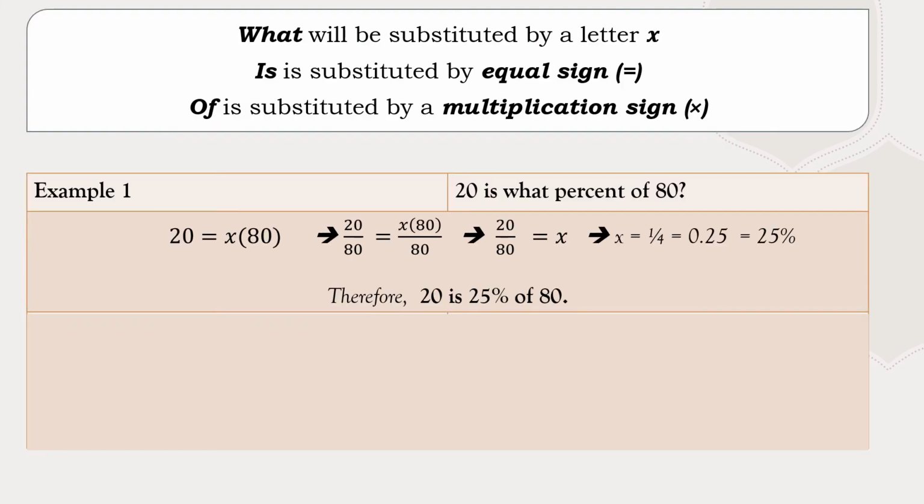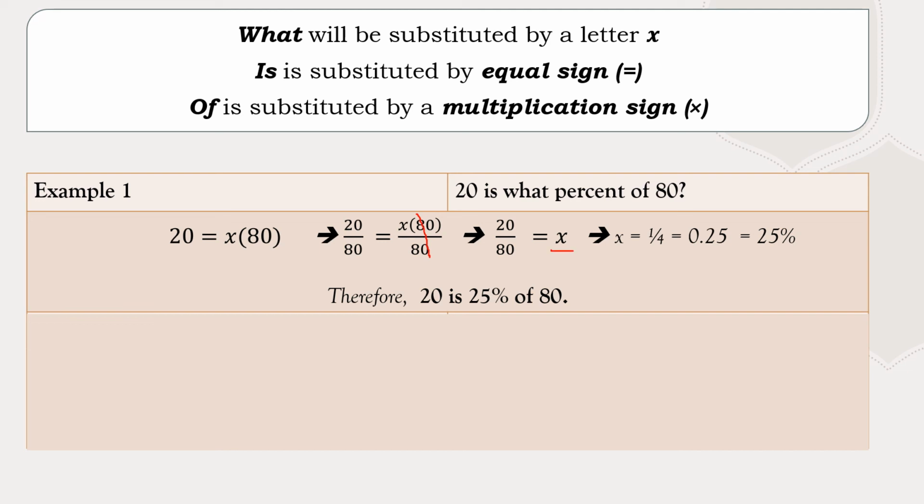Example number 1: 20 is what percent of 80? So 20 is what percent of 80? That is why the x is being multiplied to 80 in this equation. To proceed in our computation, we have to divide both sides by 80. So it will become 20 over 80, and x multiplied by 80 divided by 80, and then we cancel this out, so the remaining will be x and 20 over 80.